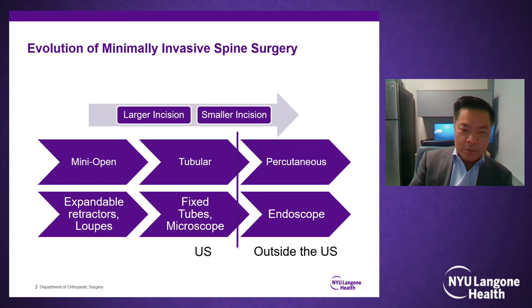Then we also realized even opening a little bit can also damage the muscle, denervate the muscle tissues. So then came the tubular approach, where rather than stripping the muscle off the lamina, perhaps we could stick a tube in there and dilate the muscle, thus lessening the trauma to the surrounding tissues. That, along with improved microscopic techniques, really allowed us to do what we call minimally invasive spine surgery. And that has become more of the go-to surgery for most of the spine surgeons here in the United States.